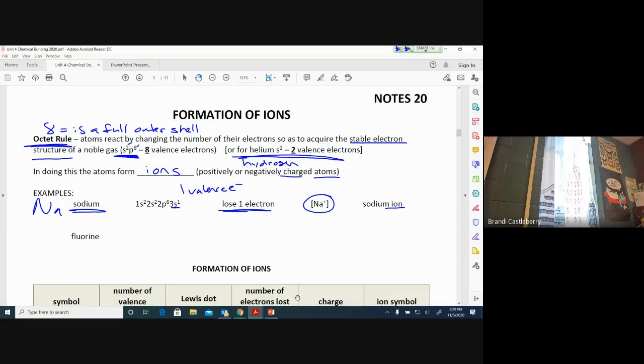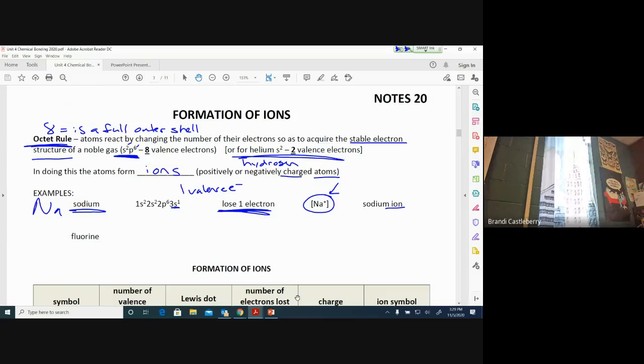So what would be easier? Gaining 7 or losing 1? What's a lower number? 1. Whatever is the lower number is the one it's going to do. So instead of gaining 7, it's going to lose 1. That's why it loses 1. When you lose 1 negative thing, you become positive. So that's why it makes a positive ion, because it's easier to lose 1 than it would be to gain 7.